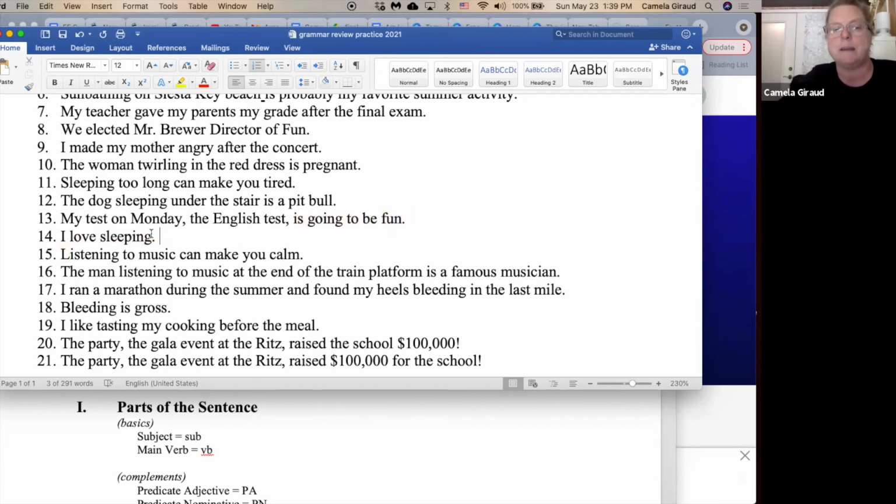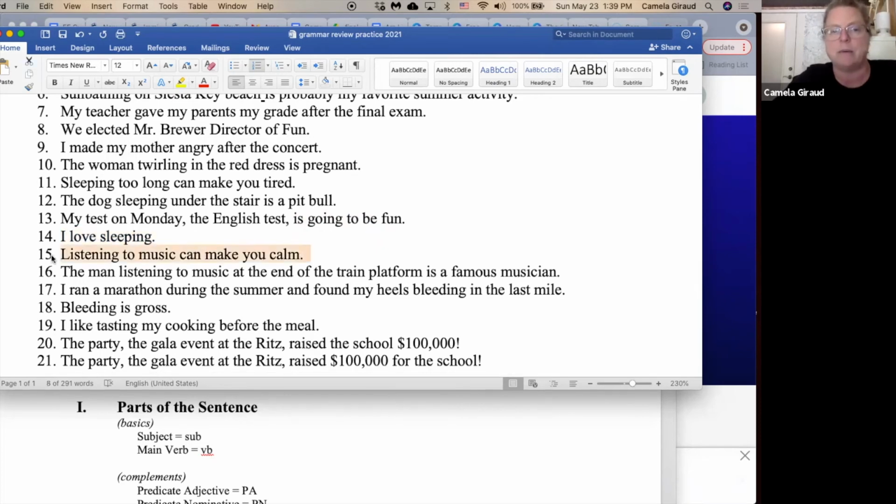I love sleeping. You can tell I'm a little bit tired because I keep writing about sleeping. I love sleeping. I is the subject. Love is the action verb. And then what's the thing that you love? Sleeping. So when it's a verb that's behaving like a noun, that's a gerund.